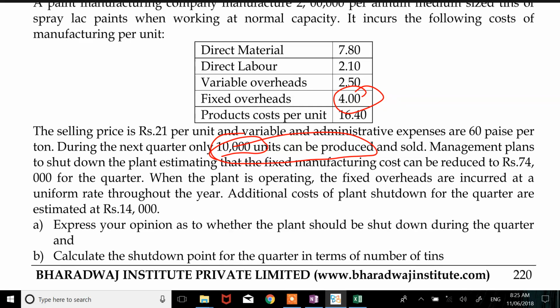So you can write the answer. The company should shut down the plant for the quarter as the expected activity of 10,000 units is lower than the shutdown point.